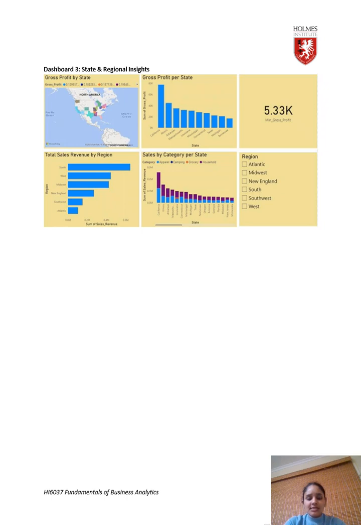And this is sales by category per state, which highlights the regional trends by product categories. So the different colors show their value. And the minimum gross profit is 5.33k, possibly referring to a state contributing the least to the profit. So this is all about the 3 dashboards and the 10 questions. Thank you so much.